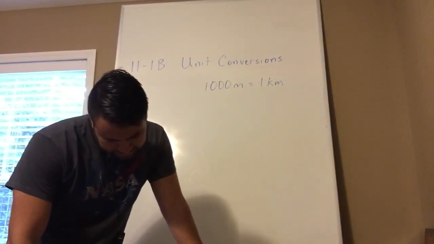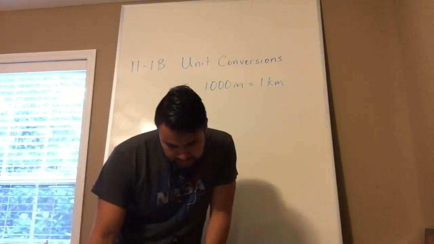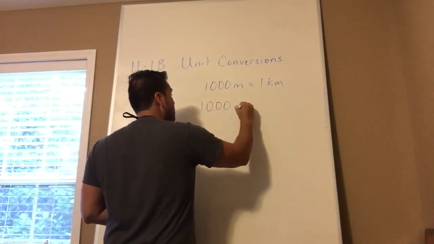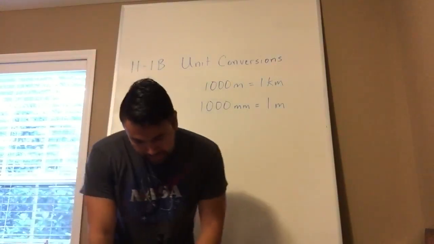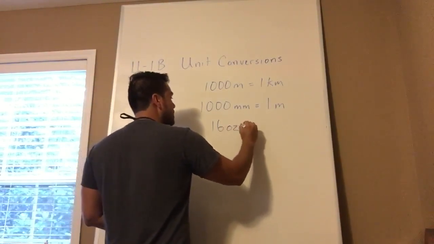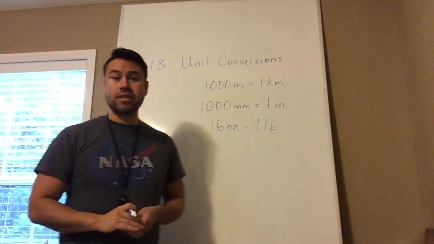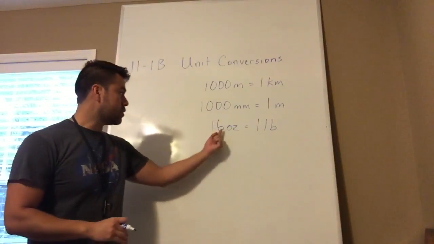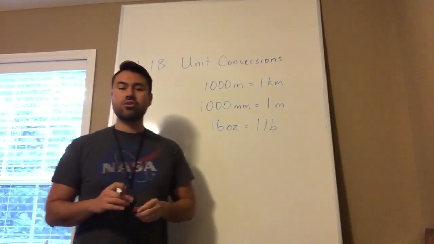And then you also need to know 1,000 millimeters in 1 meter. And I think there was one more, yeah, 16 ounces in 1 pound. So 16 ounces for 1 pound. So you need to know all 3 of those plus the ones we already dealt with, and either use, for example, 16 ounces over 1 pound or 1 pound over 16 ounces, and then you can do those conversions.